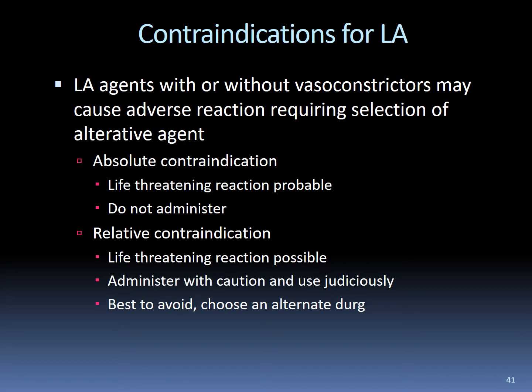We want to administer the appropriate amount of drug to avoid any contraindications. Local anesthetic agents, with or without vasoconstrictors, may cause adverse reactions. If these adverse reactions are life-threatening, we classify them as absolute contraindications and we do not administer. If there is a relative contraindication, the reaction could possibly be life-threatening, we proceed with caution and we administer the lowest possible dose, or we select an alternative.